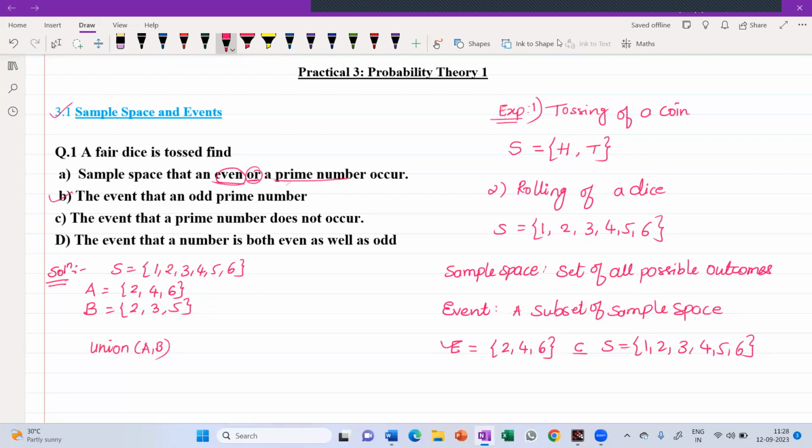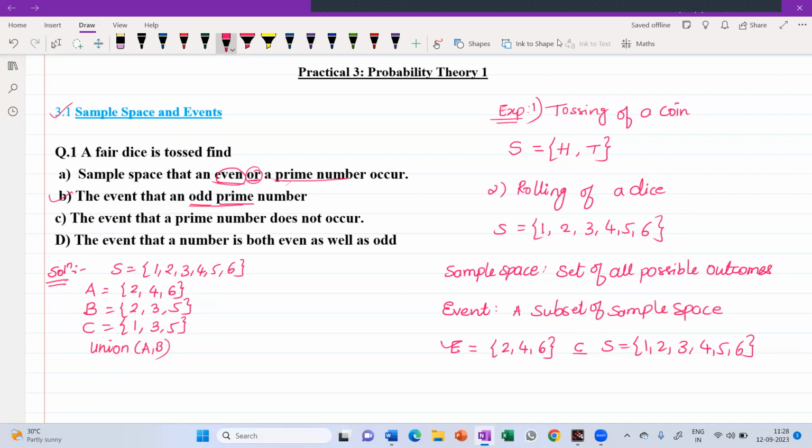The event that an odd prime number occurs. A number should be odd as well as prime. So I'm going to define one more set C in which I'll be putting only odd numbers. So 1, 3, 5. These are my odd numbers. Now when I throw a dice, the number should be odd as well as prime, because the second question says an odd prime number.